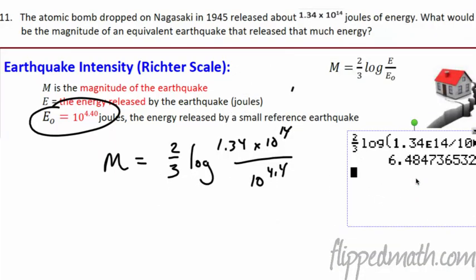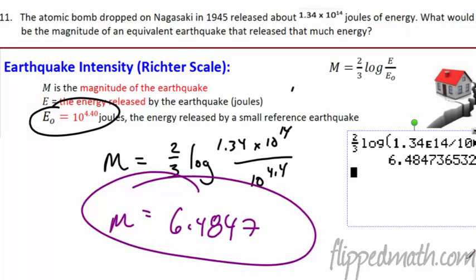That's basically a plug and chug. That's too easy. Magnitude equals 6.4847 on the Richter scale. Remember I said go out 4 places.